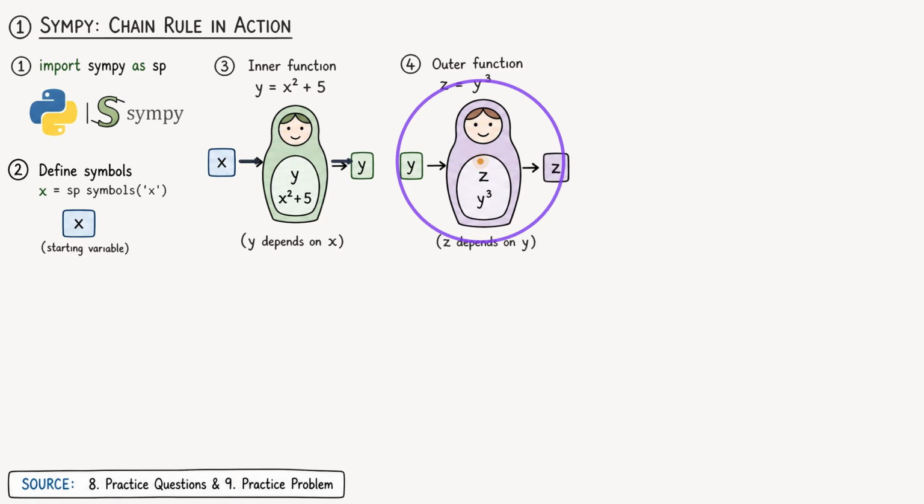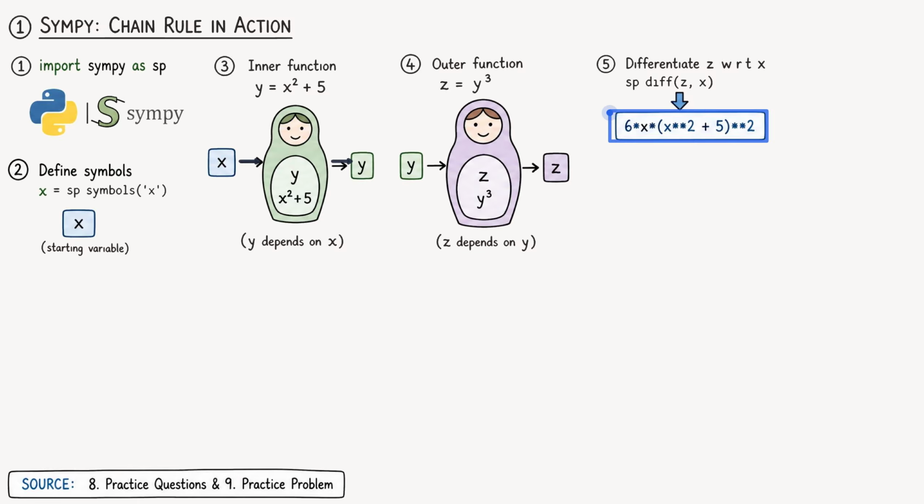Now, if we want to know how a change in our very first input x ultimately affects our final output z, we use the command sp.diff of z, x. This tells the computer to automatically apply the chain rule. It immediately spits out this final output formula.